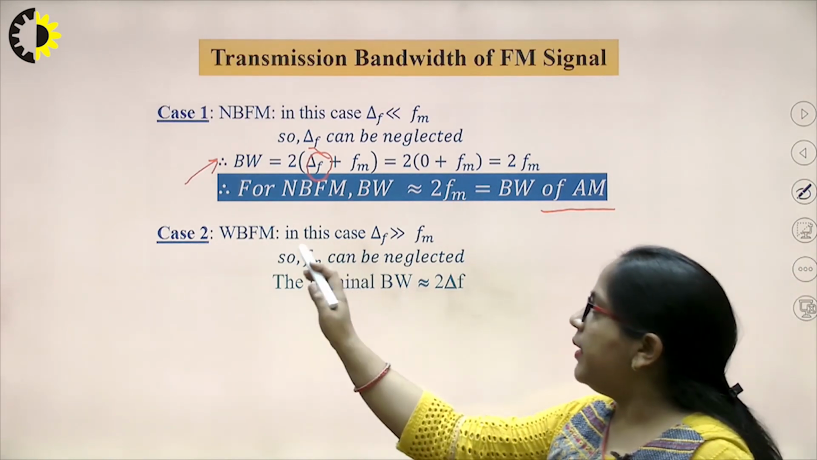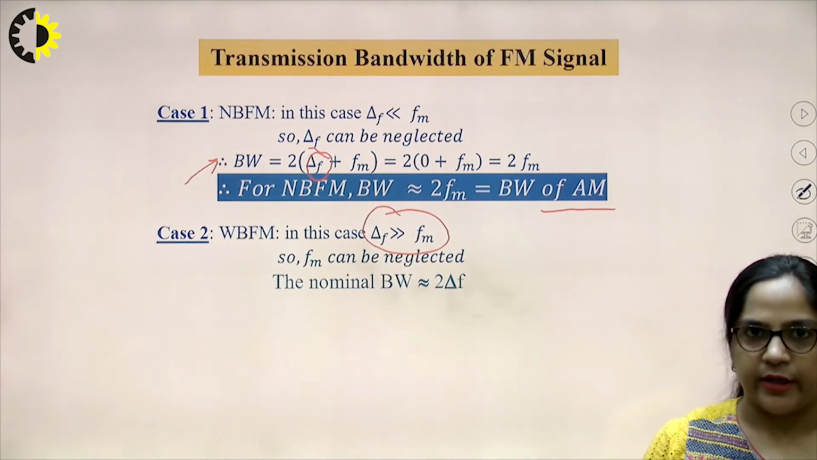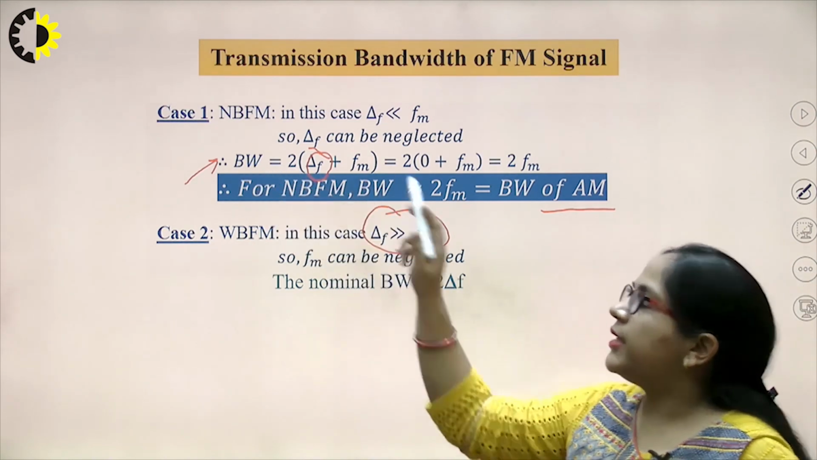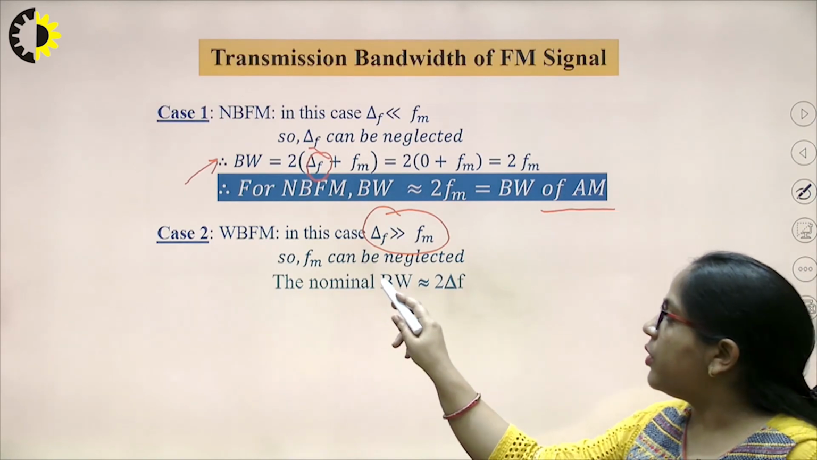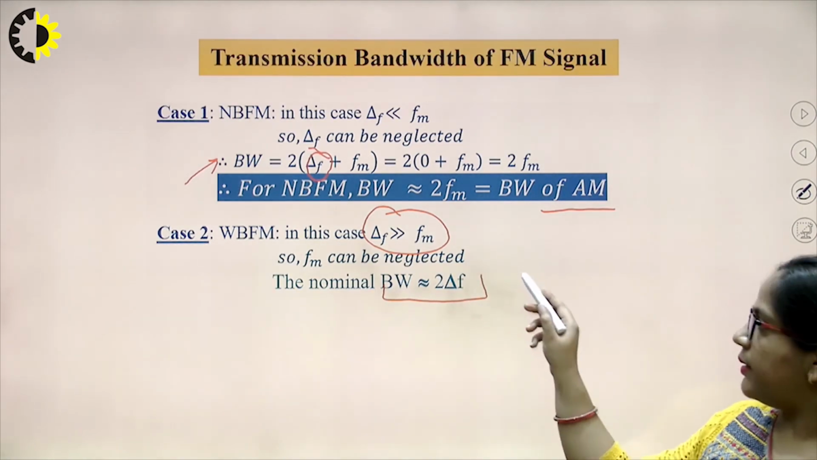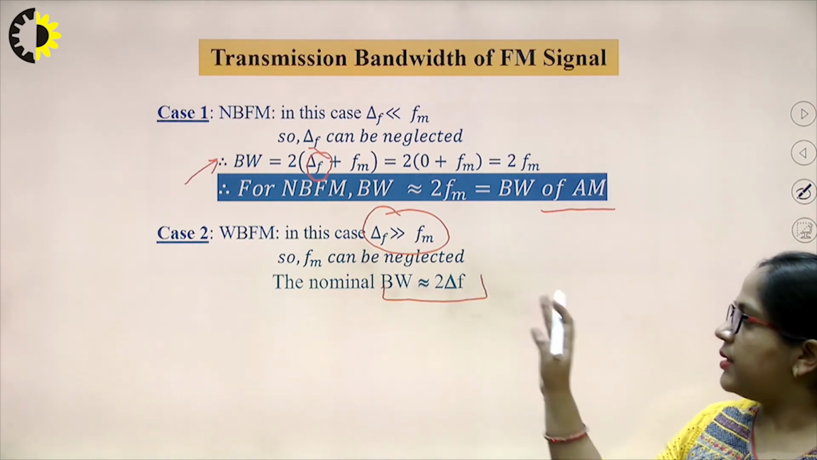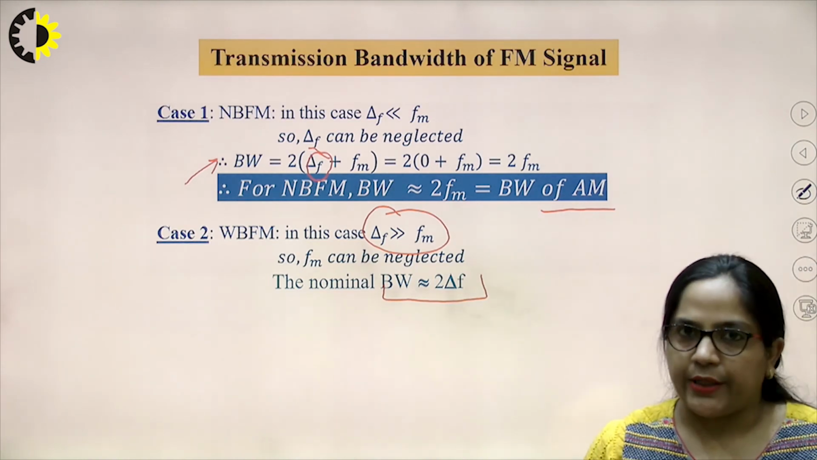In case of wideband FM, the deviation is much greater than the frequency of modulating signal. So again, if we put this condition in the bandwidth expression, we get bandwidth approximately equal to 2 delta f. That is the case of wideband FM signal. So this is how we can approximate the bandwidth of frequency modulated signal.